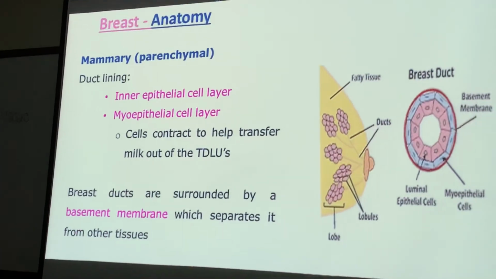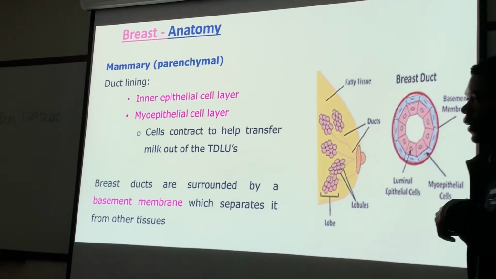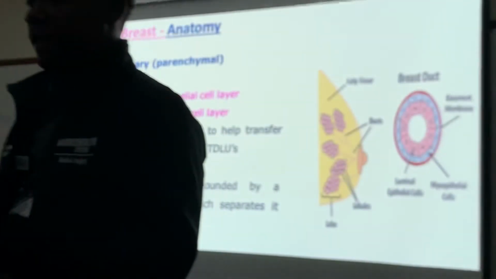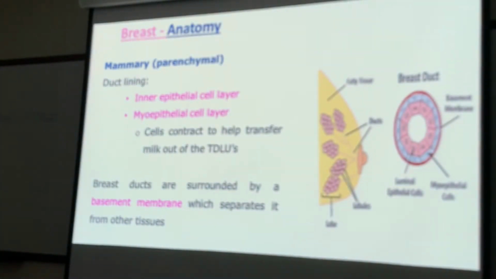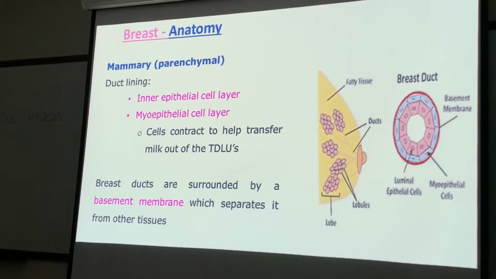Still talking about the mammary and parenchymal layer. These mammary glands, these ducts, should I say, have a lining in them. These ducts have a lining and they have two layers. They have the inner epithelial layer, represented right here, guys. See my luminal epithelial layer. So that's the internal part of the duct right there. That's where the milk is going to be. This is the luminal epithelial layer, the inner epithelial cell layer right there.